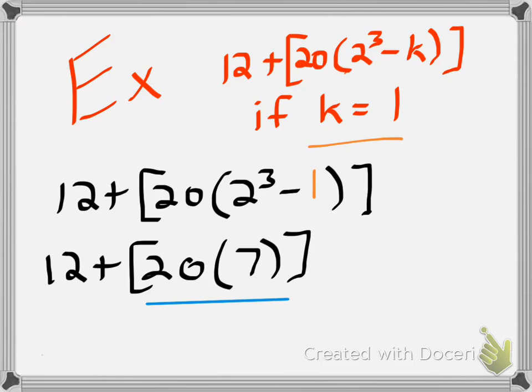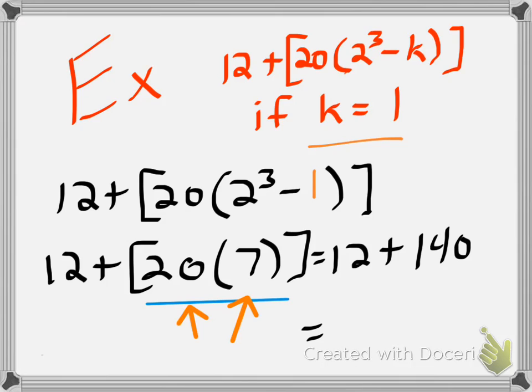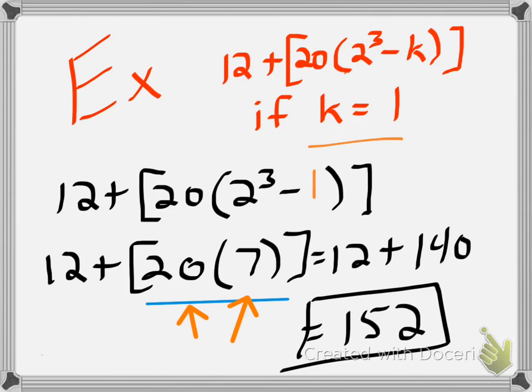Now, whenever you have a number like this against a parentheses like this, that means multiply. So let's go ahead and do that. I'm going to rewrite the 12 because we're not messing with it yet. And what is 20 times 7? It's 140. And now we can do the last step, and it's add. 12 plus 140 is 152. That's our answer. And that's how you do PEMDAS.